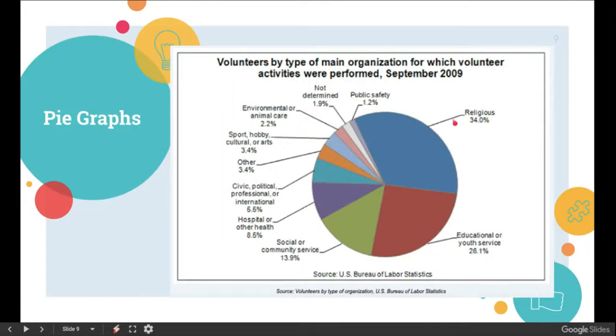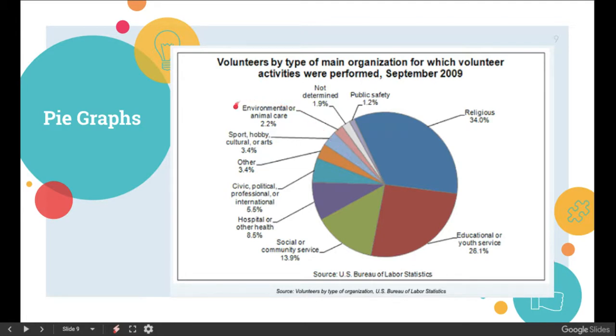So each pie is labeled with a particular percentage, and you will see that the highest percentage of volunteer activities are religious. But let's say that you were deciding to write a paper about how Americans volunteer spend their time, and you wanted to know how people participated in environmental volunteerism. So we can take a look at environmental or animal care, and this is that tiny little pie in 2009 in September. Only 2.2% of the people surveyed took part in environmental or animal care.